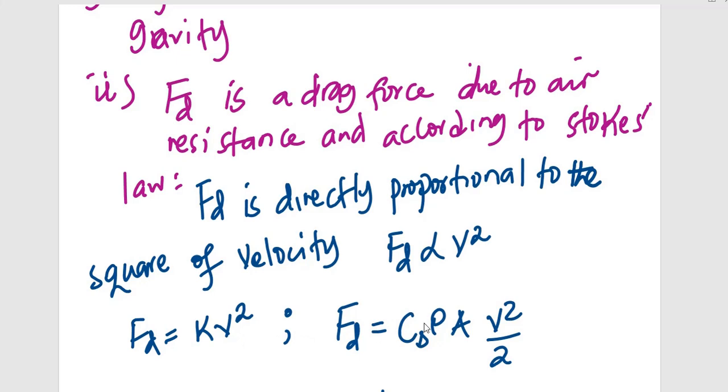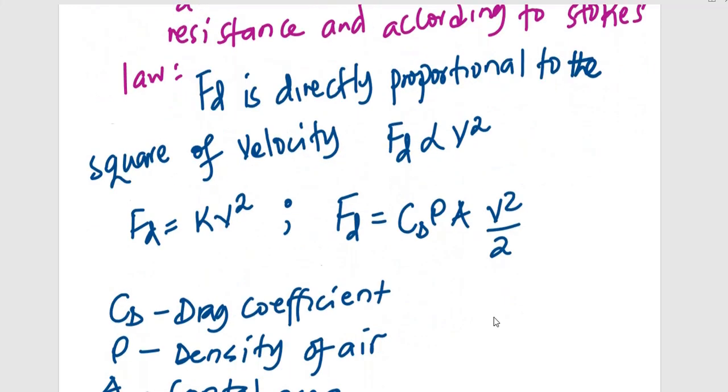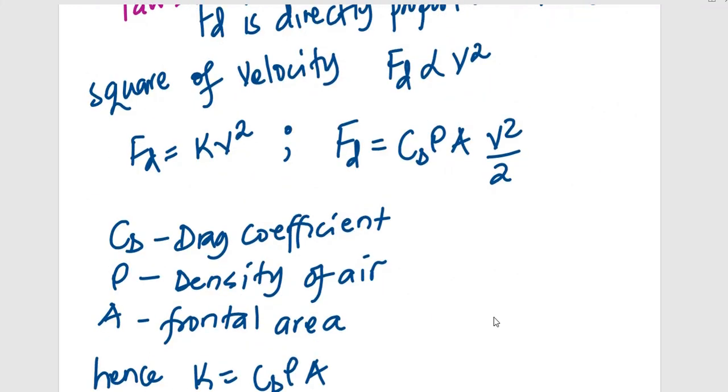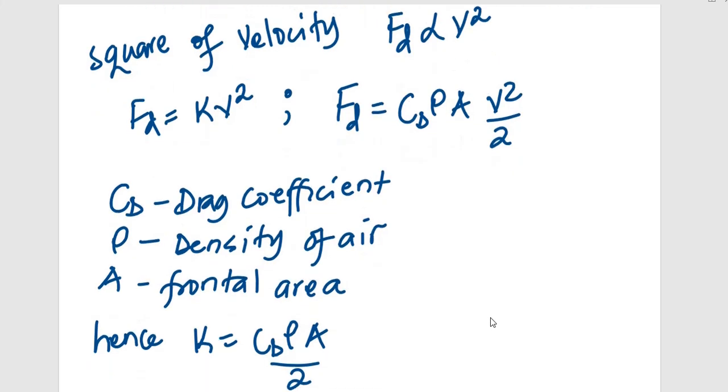But experiments show that Fd is equal to Cd rho A v squared over 2, whereby Cd is the coefficient of drag, rho is the density of the air, A is the frontal area in contact with the opposing stream of air dragging him upwards, and v is the velocity, the rate of change of height with time of the person.